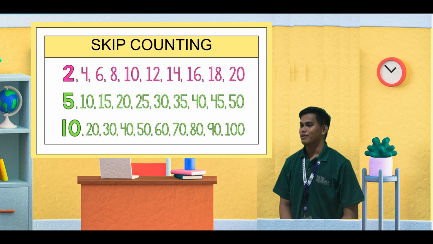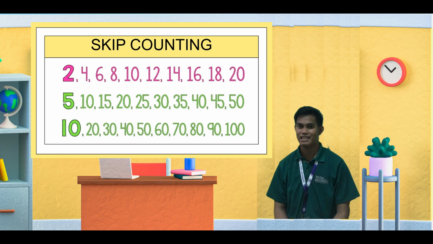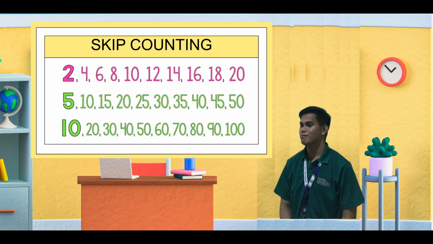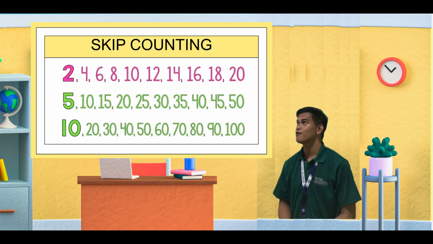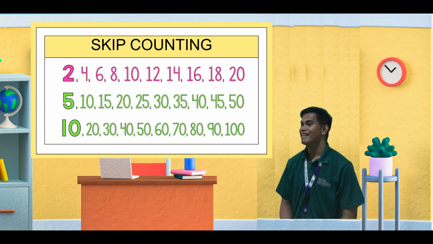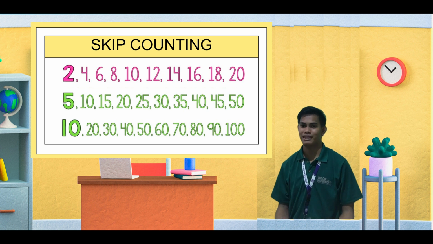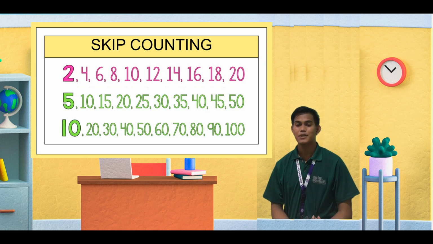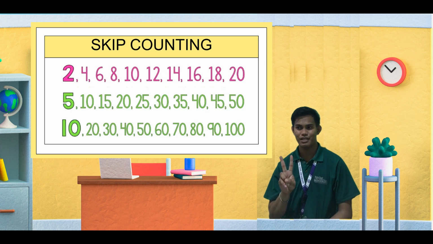So skip counting. These are skip counting by 2s, 5s, and 10s. These are the numbers that we're going to encounter if we skip count by these numbers. So 2, 4, 6, 8, 10, 12, 14, 16, 18, and 20. Those are the numbers that we'll encounter as we skip count by 2s.